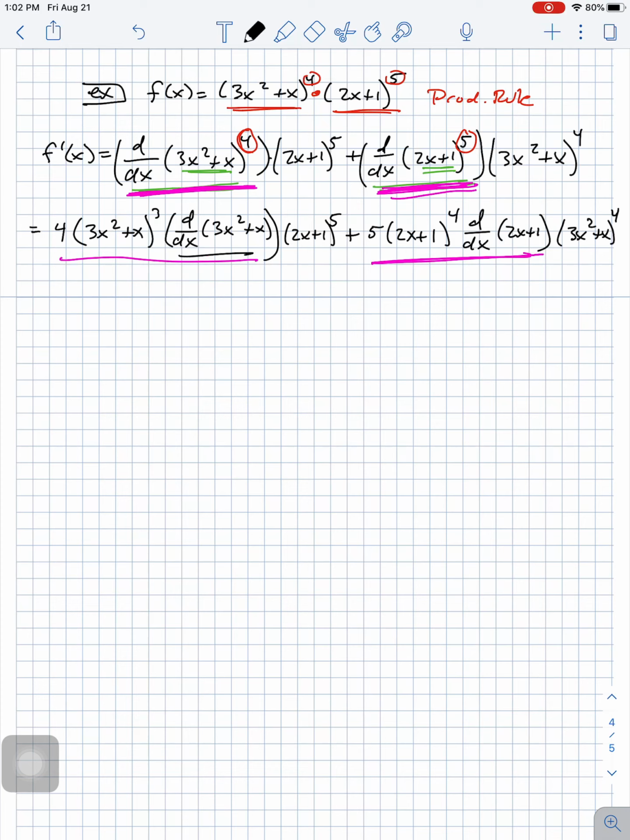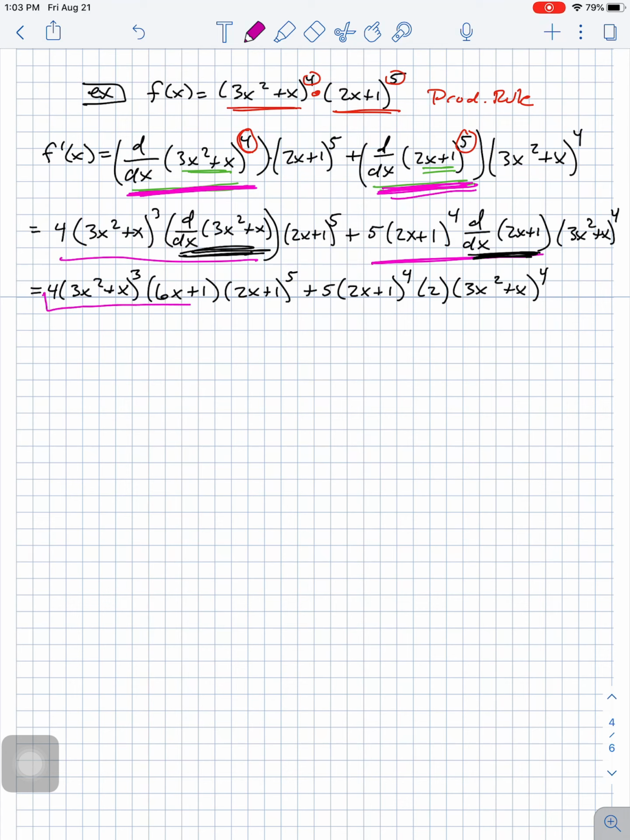So now let's go through and do our last step of derivatives, this piece and this piece. So I've got 4. The derivative here is going to be 6x + 1. And the derivative here is just 2. Okay, now how do we clean this up? The fastest way to clean these things up is kind of like the quotient rule. You're looking for factors that you can factor out.